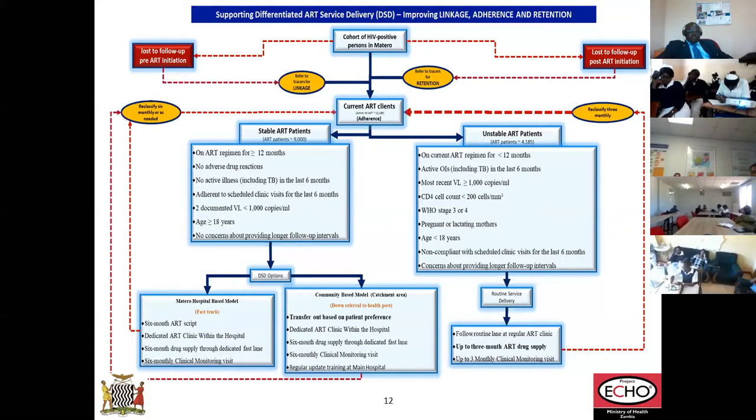And of course, those that are unstable, this is a dynamic situation. We keep reassessing and reevaluating them to make sure that if they become stable, then they're transferred to a DSD program. And if we have a patient in the DSD program that for some reason comes up with an opportunistic infection, then we'll do the reverse.